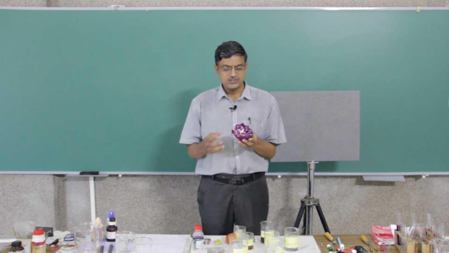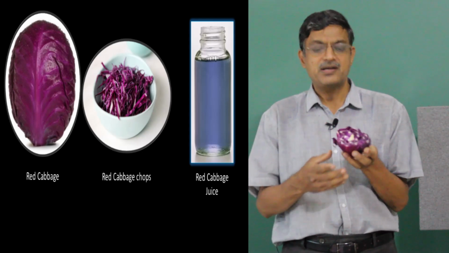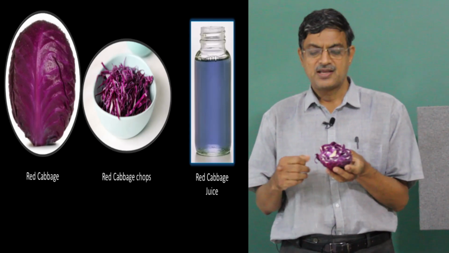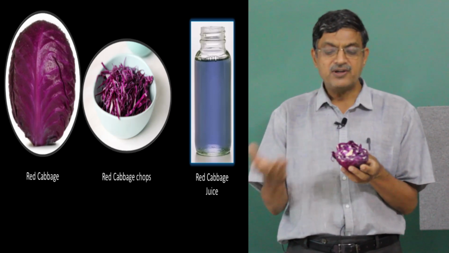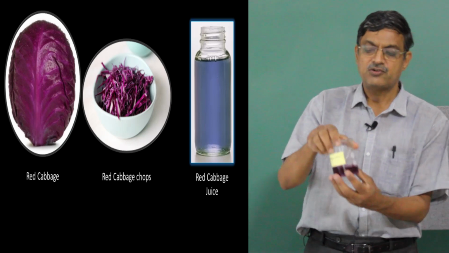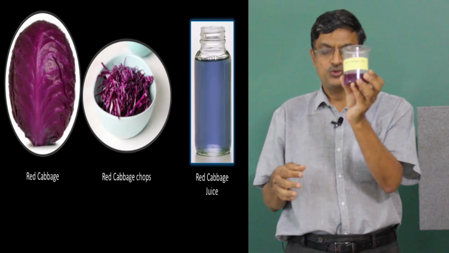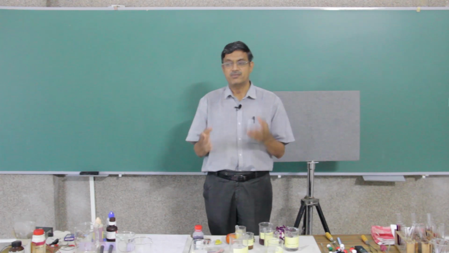All you have to do is extract red cabbage juice from this leafy part, crush it using a mortar and pestle, dilute it with distilled water, and filter it out. So what you have is a purple colored solution like this, and this is red cabbage juice. Now red cabbage juice is again a mixture of many compounds.